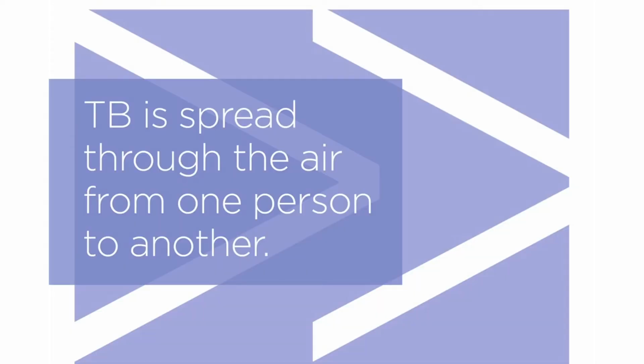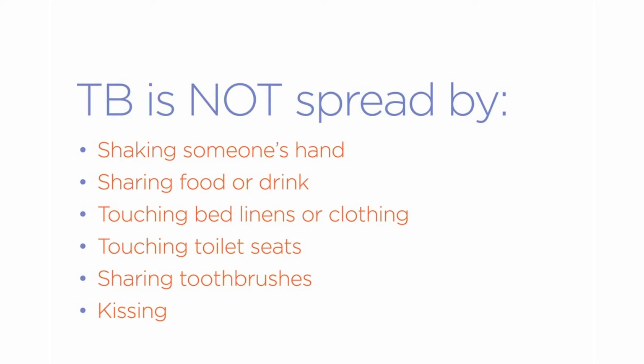TB is spread through the air from one person to another. The TB bacteria are put into the air when a person with TB disease of the lungs or throat coughs, sneezes, speaks, or sings. People nearby may breathe in these bacteria and can become infected. TB is not spread by shaking someone's hand, sharing food or drink, touching bed linens or clothing, touching toilet seats, sharing toothbrushes, or kissing. Persons with latent tuberculosis infection are not infectious and cannot spread it to others.